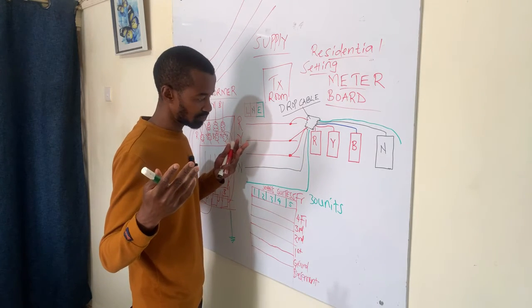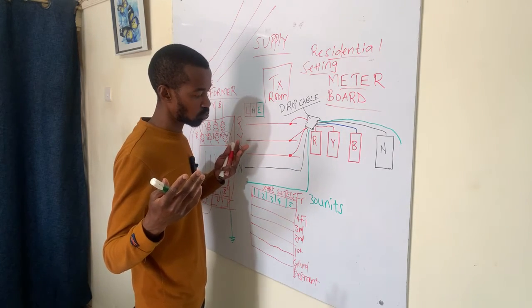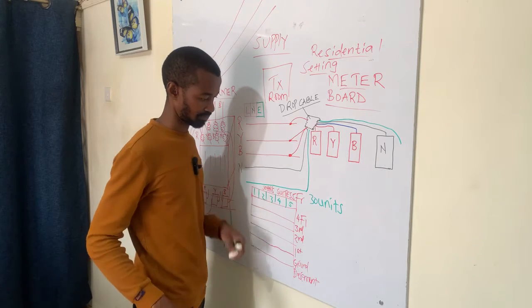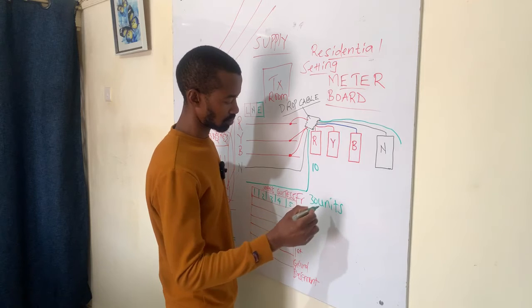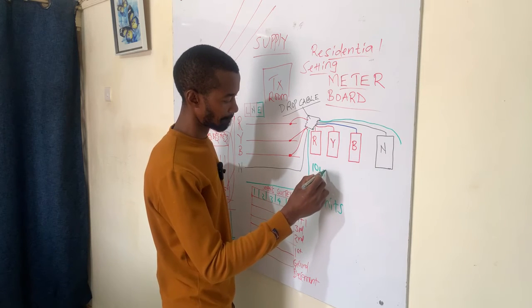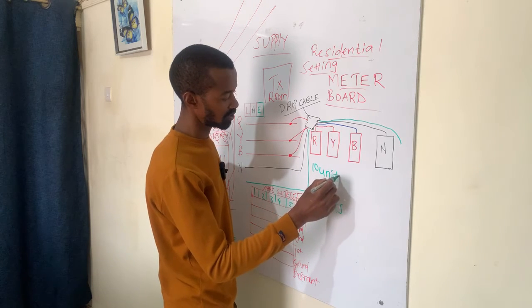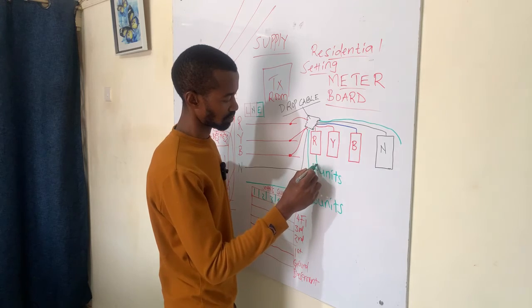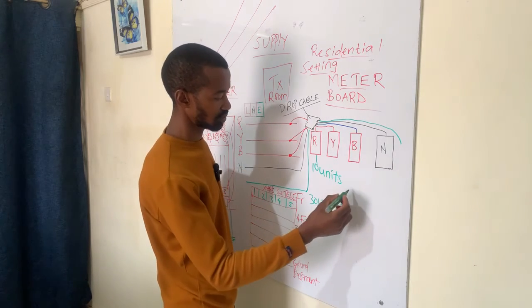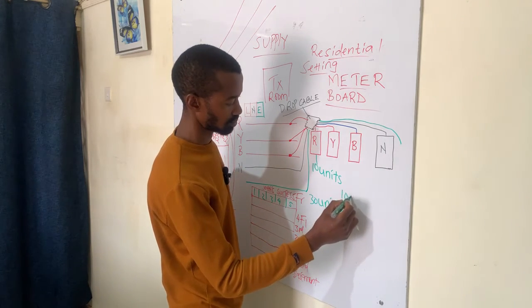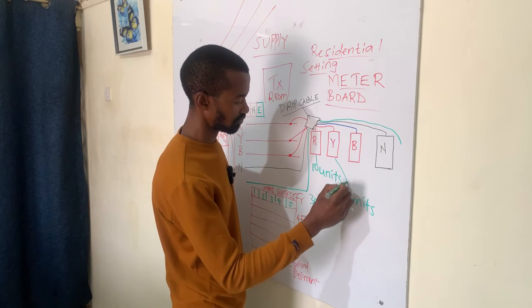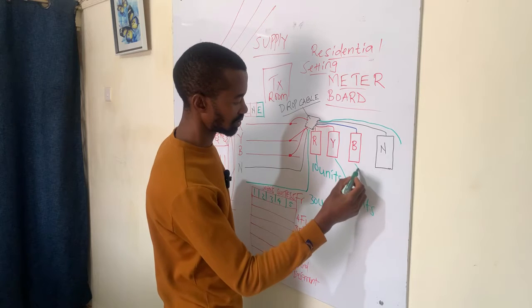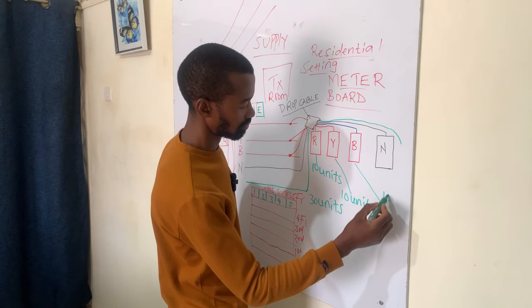Common sense will tell me that I will distribute equally 10 units for each phase. Another 10 units for the yellow phase, and another 10 units for the blue phase.